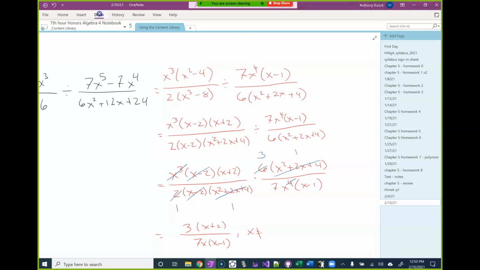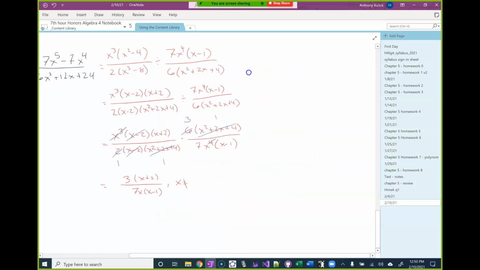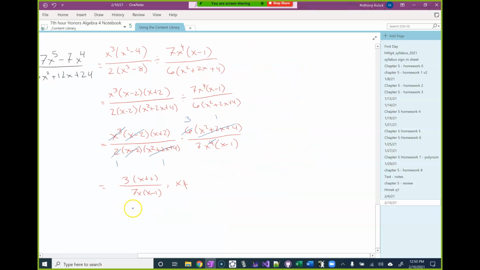Now to figure out my restrictions, I'm going to do something a little bit different because the division problem is a little bit confusing in that regard. So I want to be a little bit careful. So my fully simplified version is undefined when x equals 0 and x equals 1. Everybody agree with that? I'm going to go back now to this step and write down the values of x that make this fraction undefined.